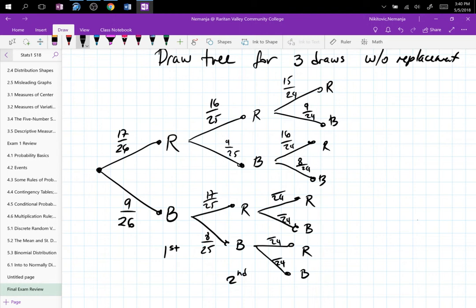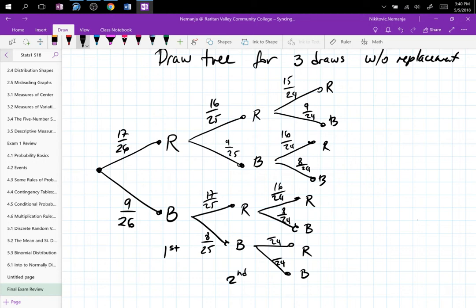Did this make any sense? Okay, so let's go now with the next branch over here. The next branch is black, red, and then red again. So let's see. I picked the black, then I picked the red. So both of them went one down. So red is going to be 16, and this one is going to be 8, because I picked one red and one black already. So both of them go down by 1.